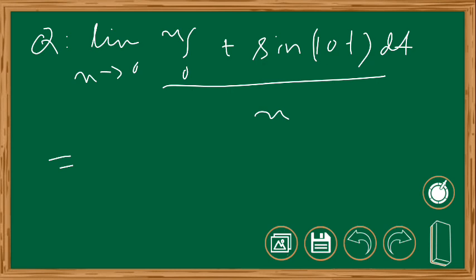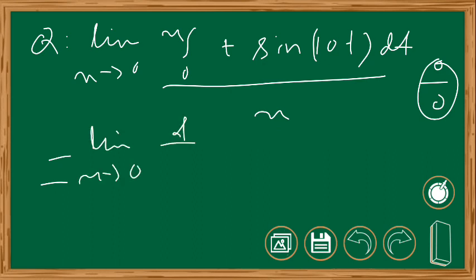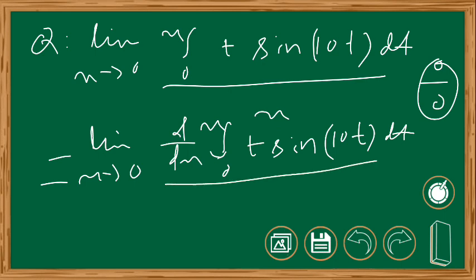Now if I put x as 0, the numerator becomes 0 because the limit will be from 0 to 0 and the integration is also from 0 to 0. So 0 to 0 integration means the value will be 0. So it is in 0 by 0 form. If it is in 0 by 0 form, then I can write it as limit x tends to 0, the derivative of integration 0 to x, right? This is integration t sin 10t multiplied by dt divided by d by dx of x, right?